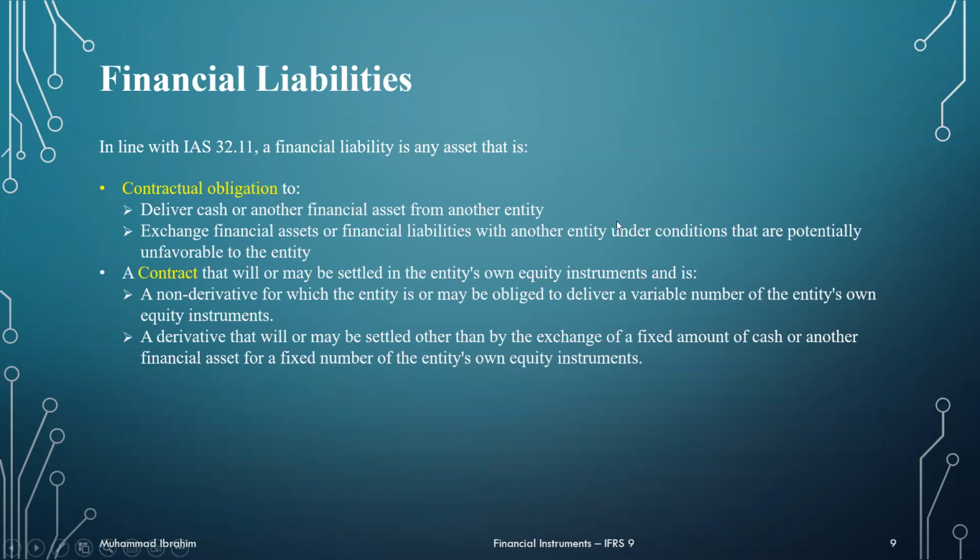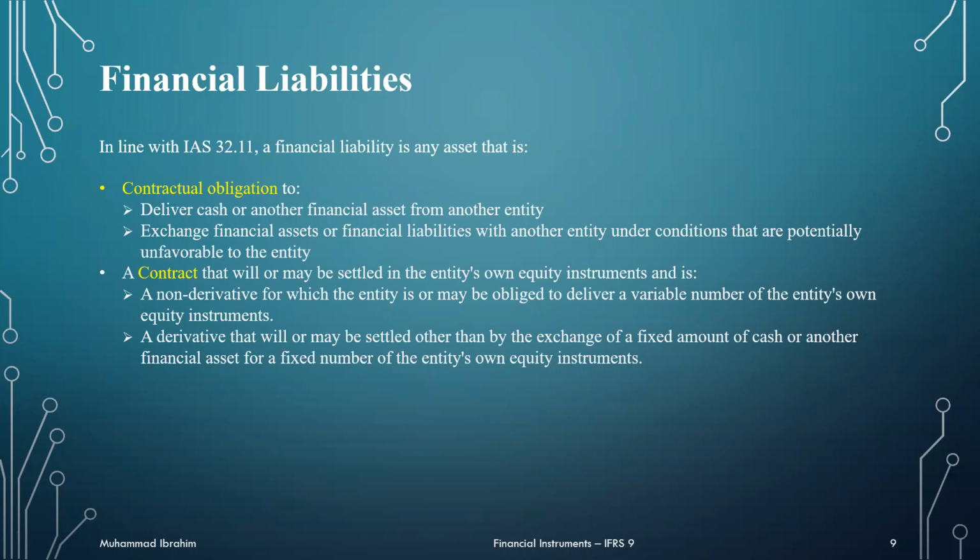Okay, now the financial liability. This is on your screen, again the definition from paragraph 11 of IAS 32 about the financial liability. In the financial asset, you have a contractual right, and in financial liability, you have a contractual obligation, a responsibility, anything which you need to settle. So any contractual obligation to deliver cash or any other financial asset to another entity is basically an obligation you need to pay, either through cash or through any other financial asset. Then it becomes your financial liability.